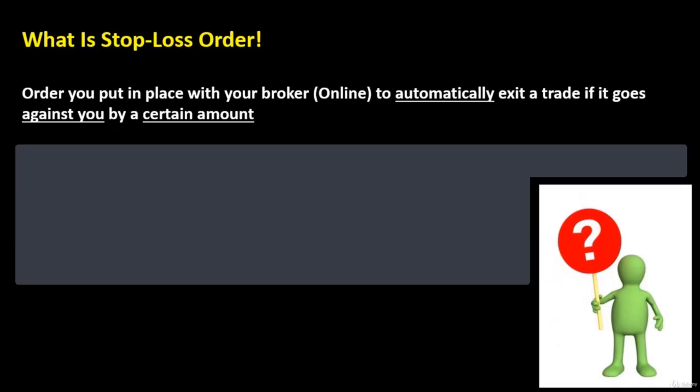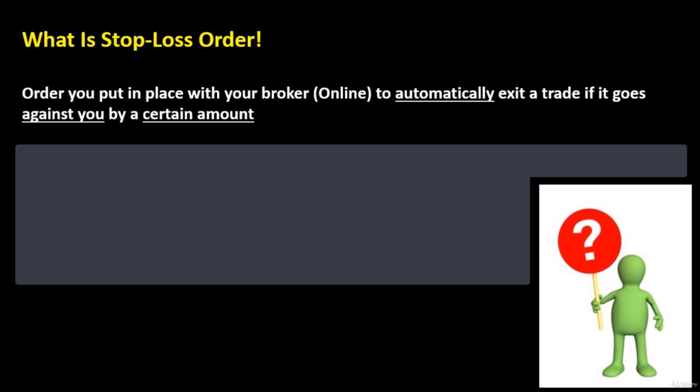So a stop loss is actually a trading order, an order that you place. Really the definition of it is an order you put in place with your broker, your online broker typically, to automatically exit a trade if it goes against you by a certain amount. So let's think through that a little bit here.